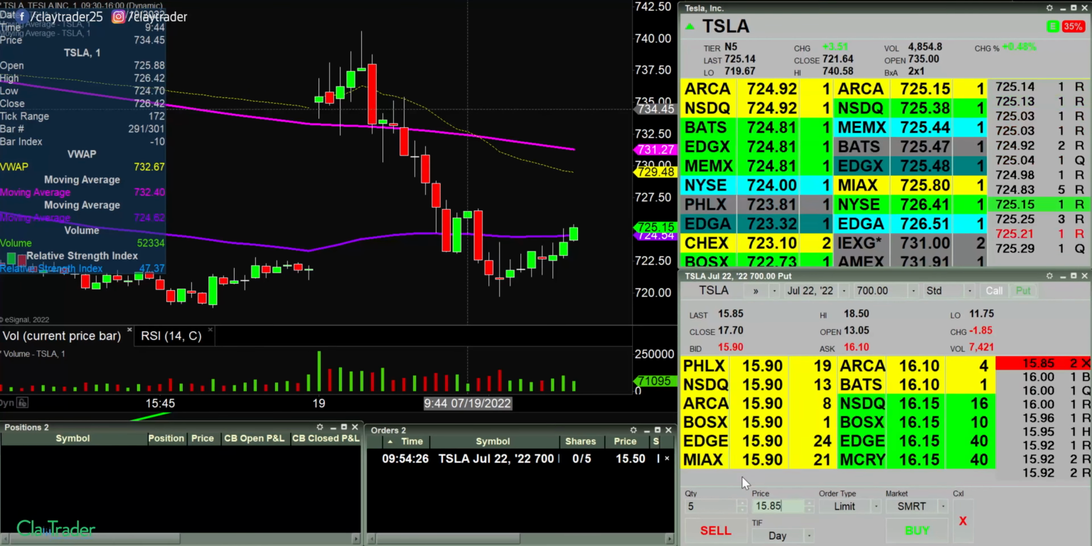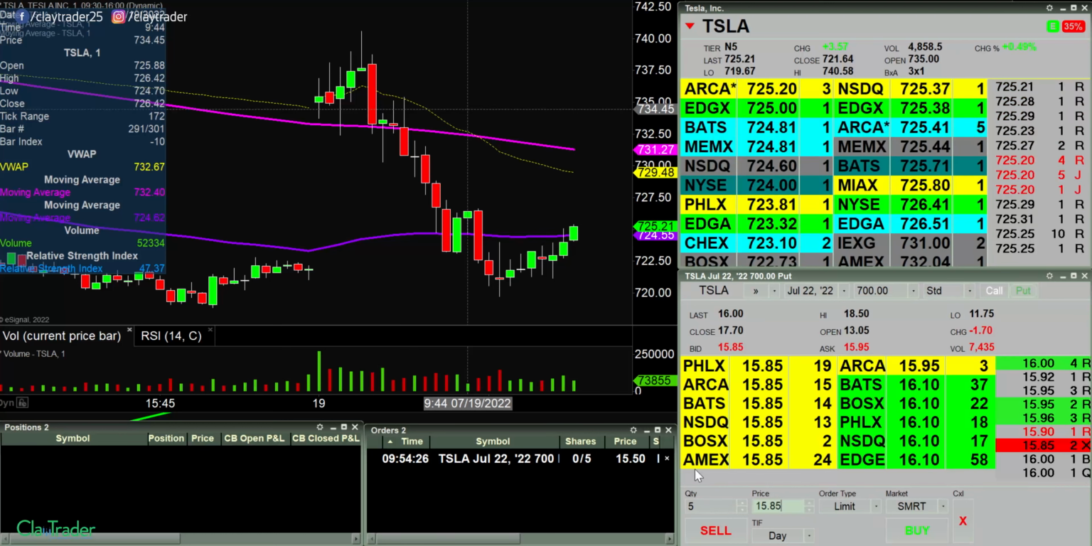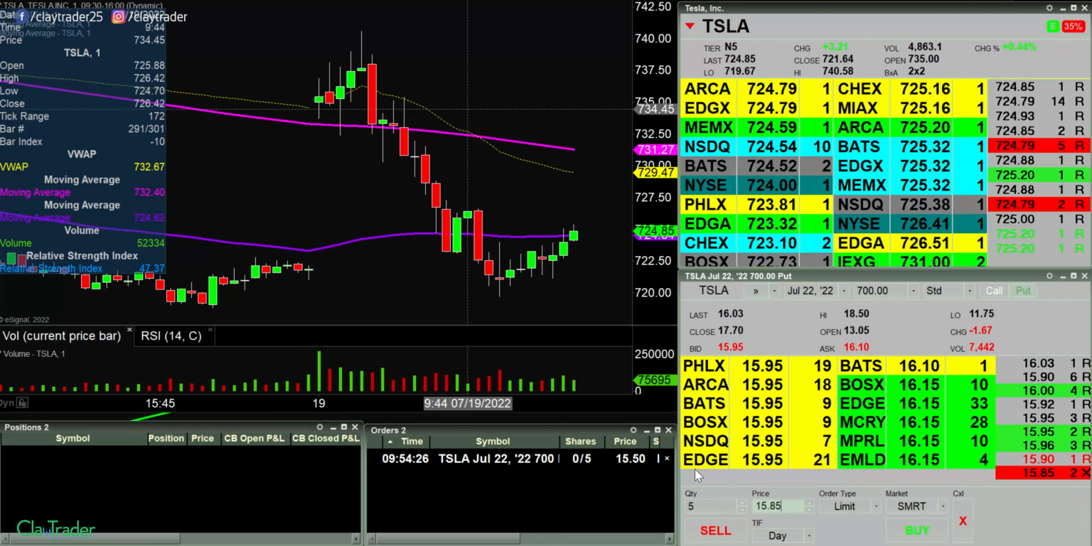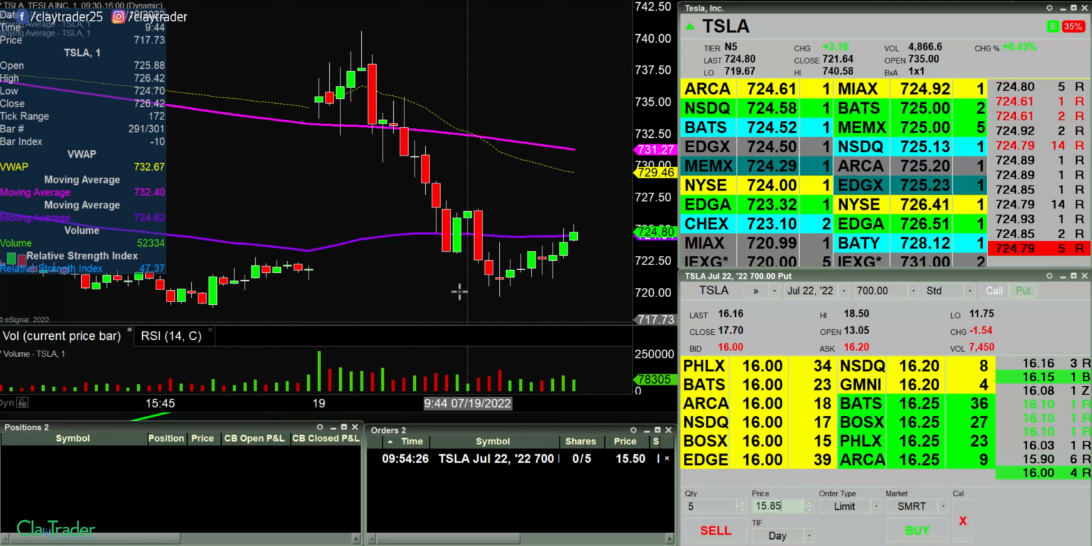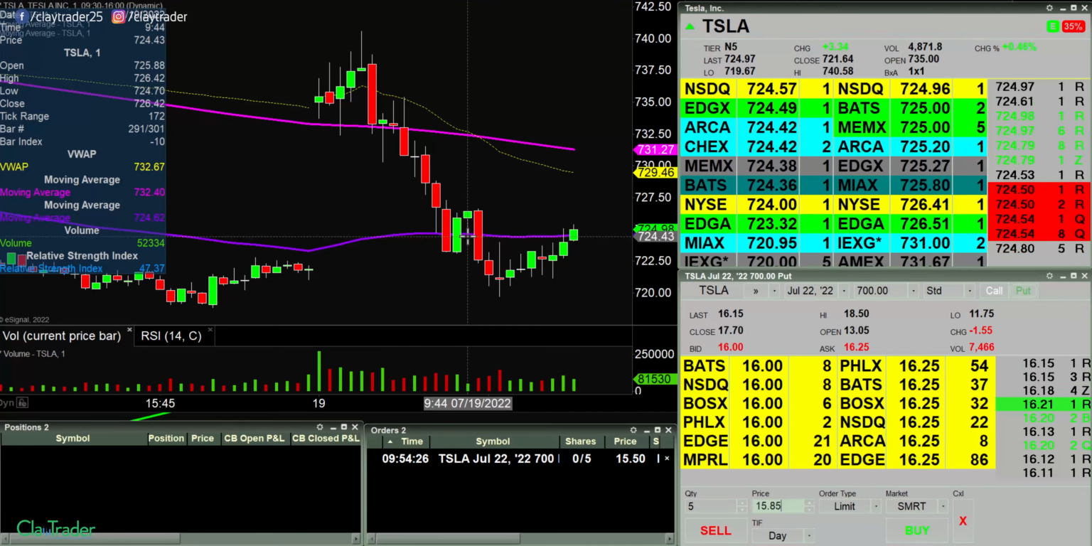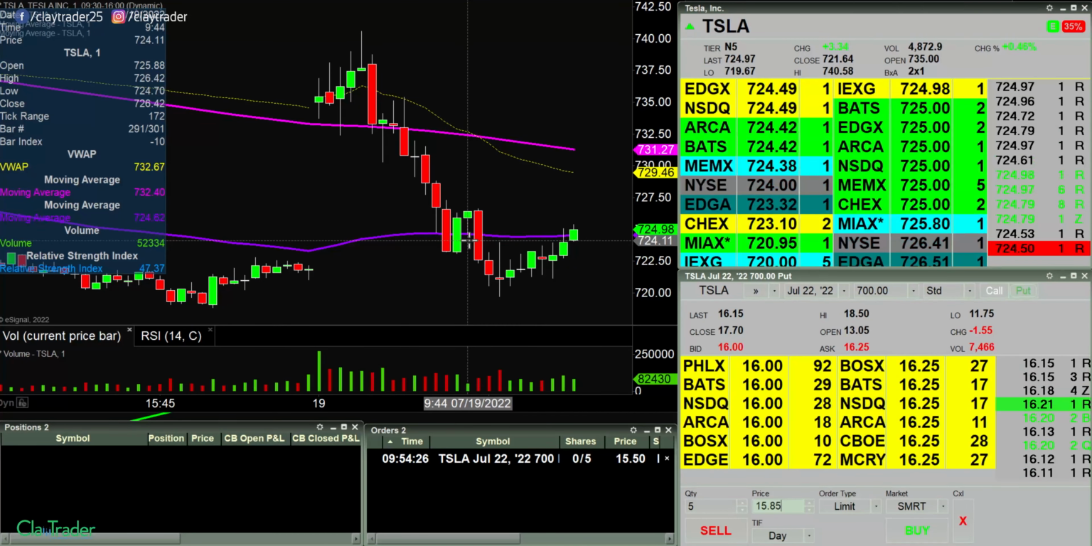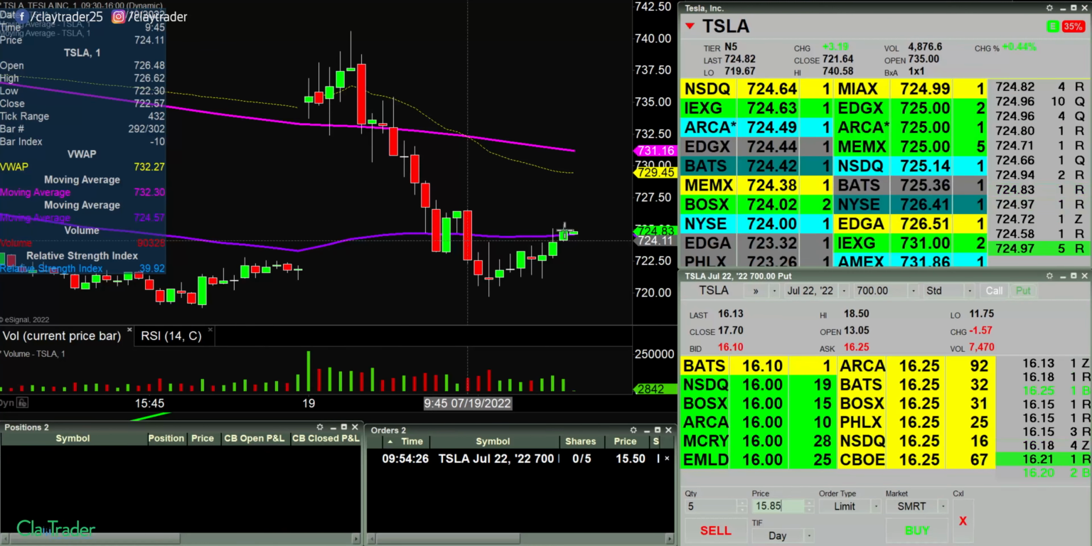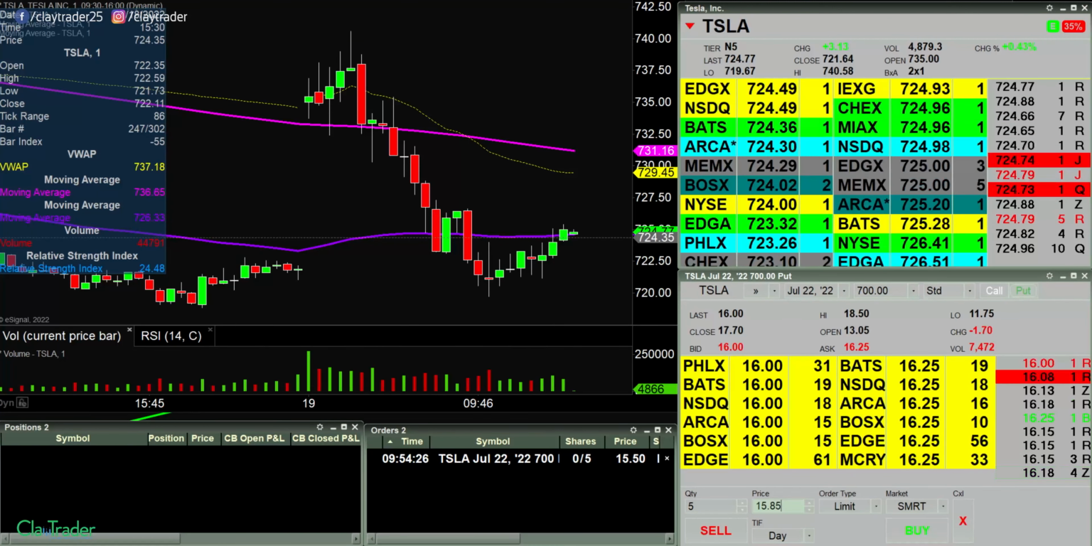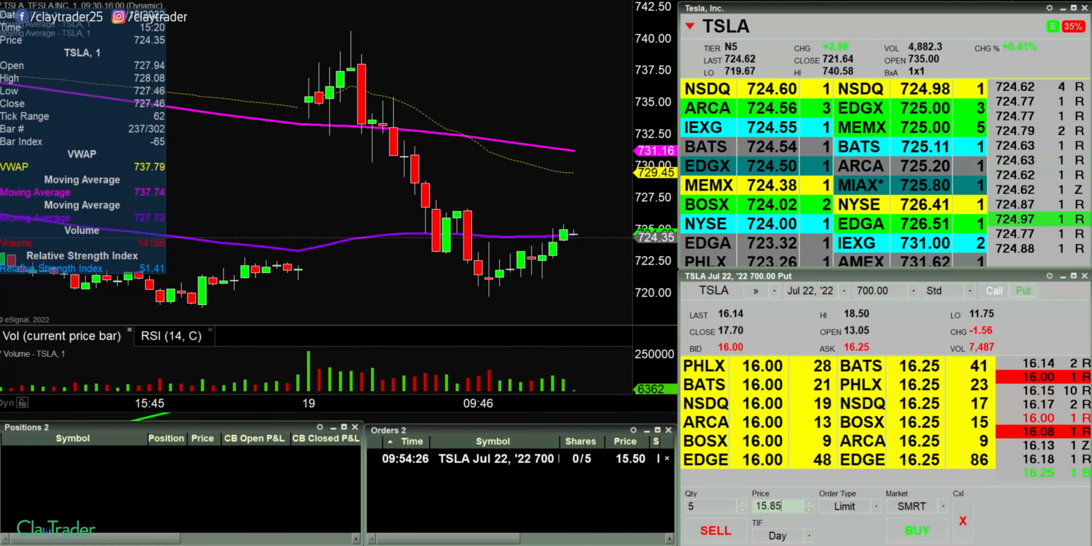All right, have an order at 15.50 here for some puts, trying to play this back test. So once again, the price of Tesla needs to come up a bit more. I'll keep a close eye on it.